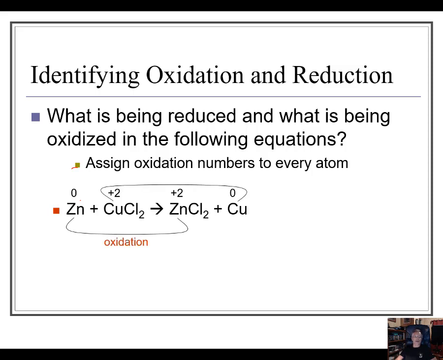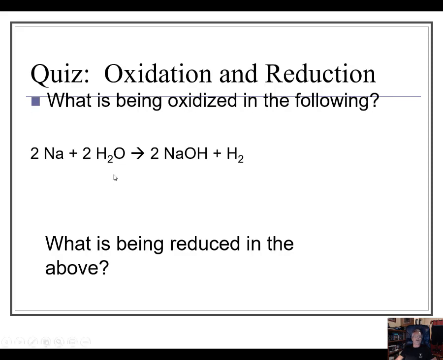It makes it the reducing agent. Copper is going from plus 2 to 0. That makes copper plus 2 the oxidizing agent. Okay. So quiz, oxidation and reduction. What's being oxidized in the following reaction?